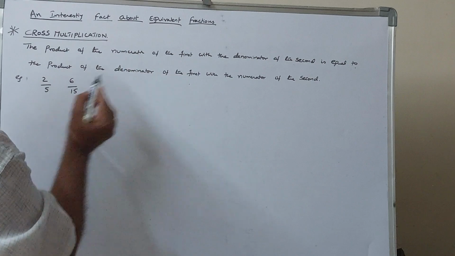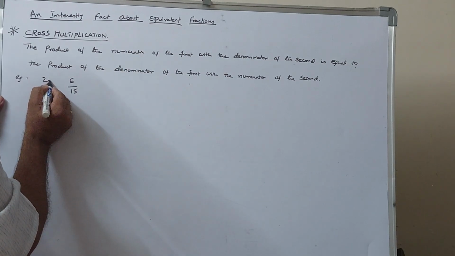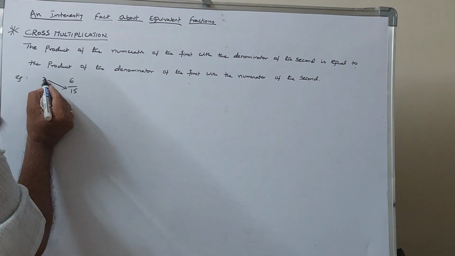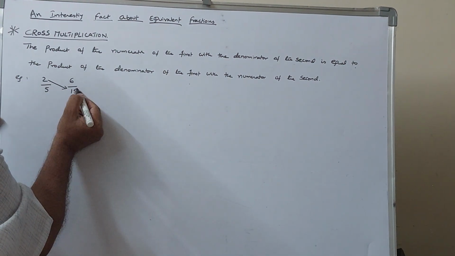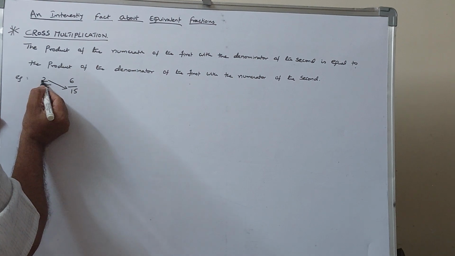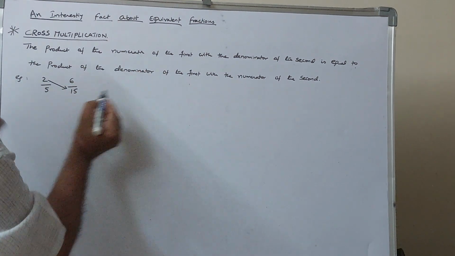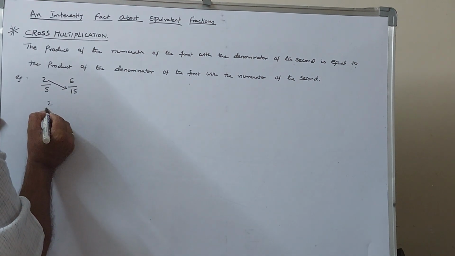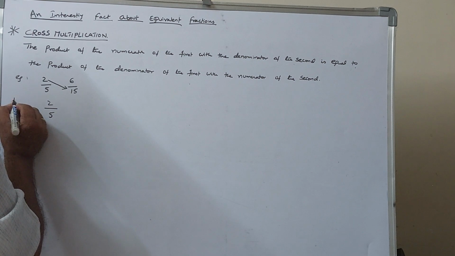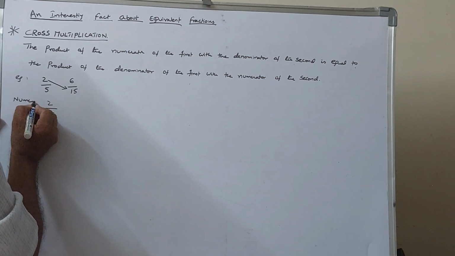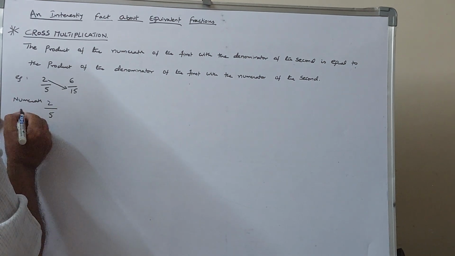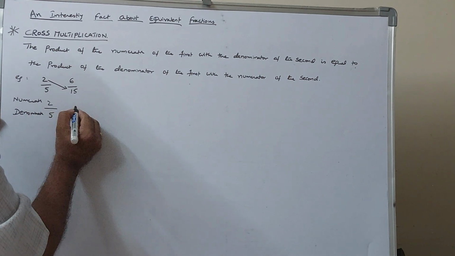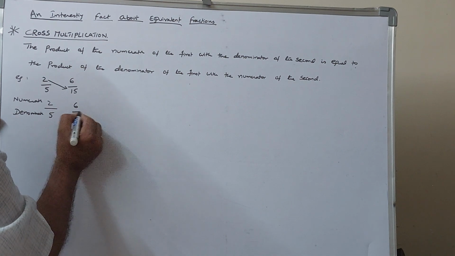The product of the numerator of the first, so these two multiplication. This is the first fraction. This is the second fraction. Numerator of the first is 2, with the denominator of the second. This is the denominator of the second. So see here, 2 by 5 is there. This is numerator, this is denominator. You got it now? So this is 6 by 15.